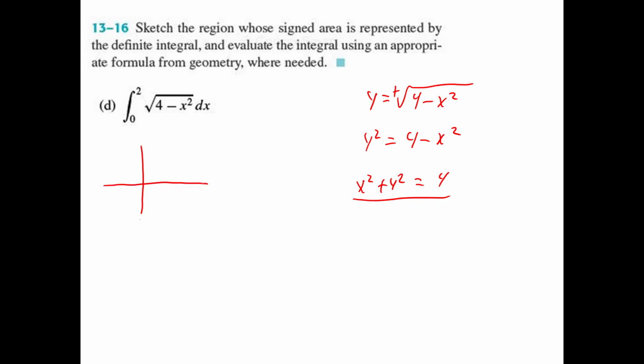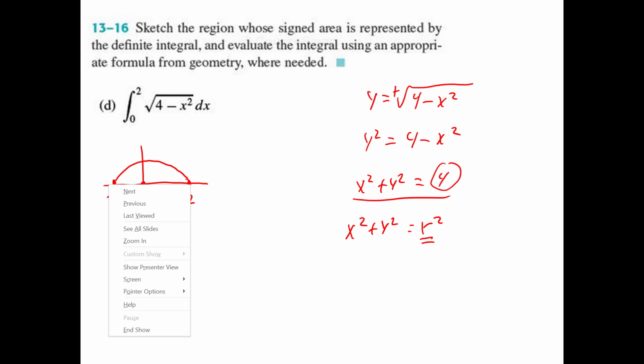So the graph is a circle centered at the origin of radius not 4, but 2. When you see x squared plus y squared equals r squared, the graph is a circle of radius r. So the 4 is 2 squared, so the radius is 2. Over here is -2, and over here is 2. And so your graph is a half circle.